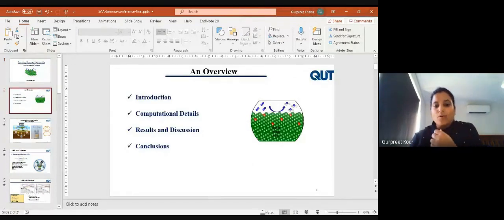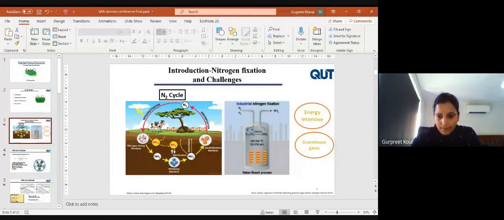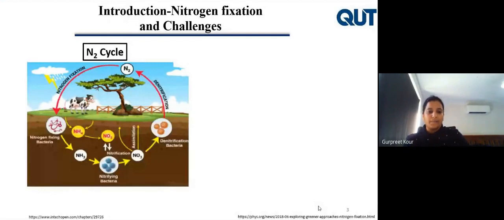So here is an overview of my presentation. I'll be talking about introduction, followed by computational details, and then I have results and discussion, and at the end, I have conclusion. So, okay, yeah, so here it's a nitrogen cycle.